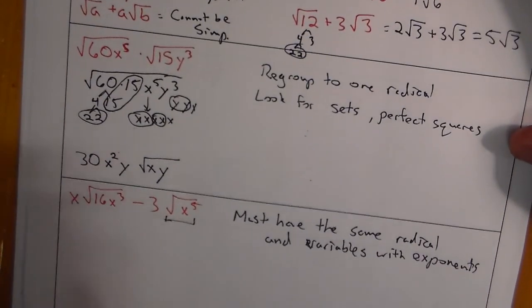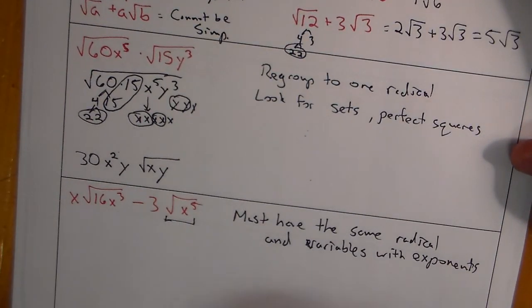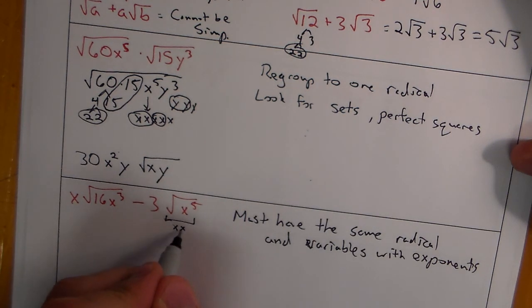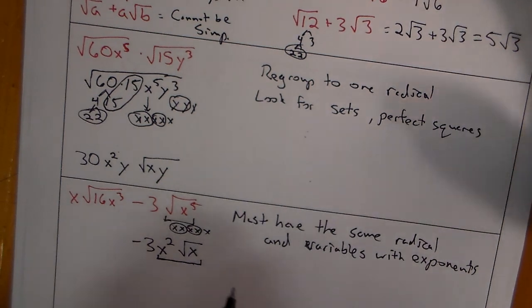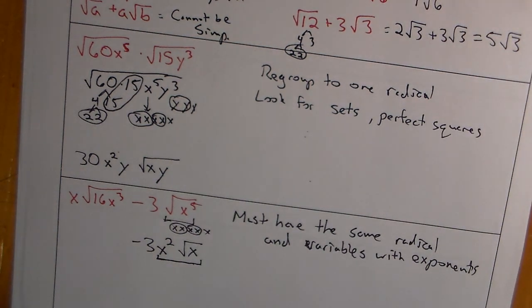Just a different approach. So let's look at negative 3 square root of x to the 5th. Well, x to the 5th is 5 x's. That's 2 sets of 2 that I could take out. So that's going to be negative 3x squared square root of x. If I can get the first term to have x squared square root of x, I'm in good shape and I can combine the two values.